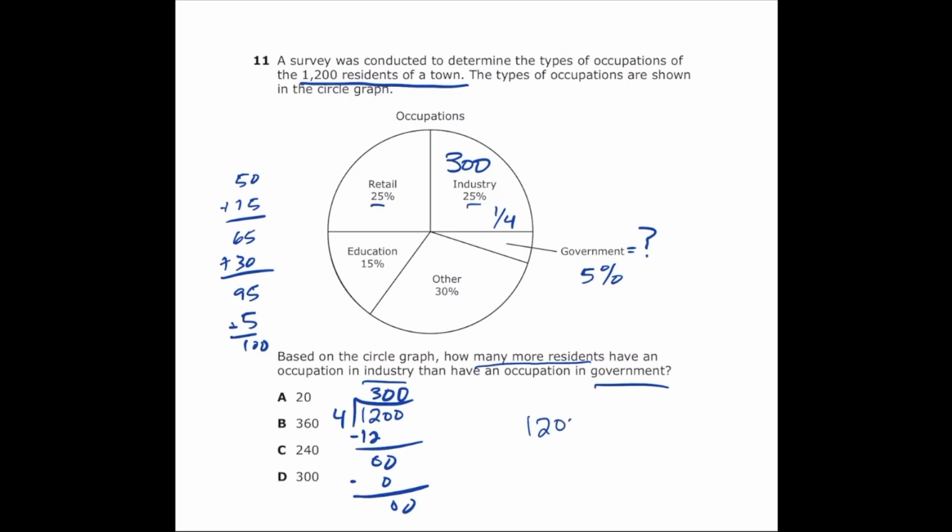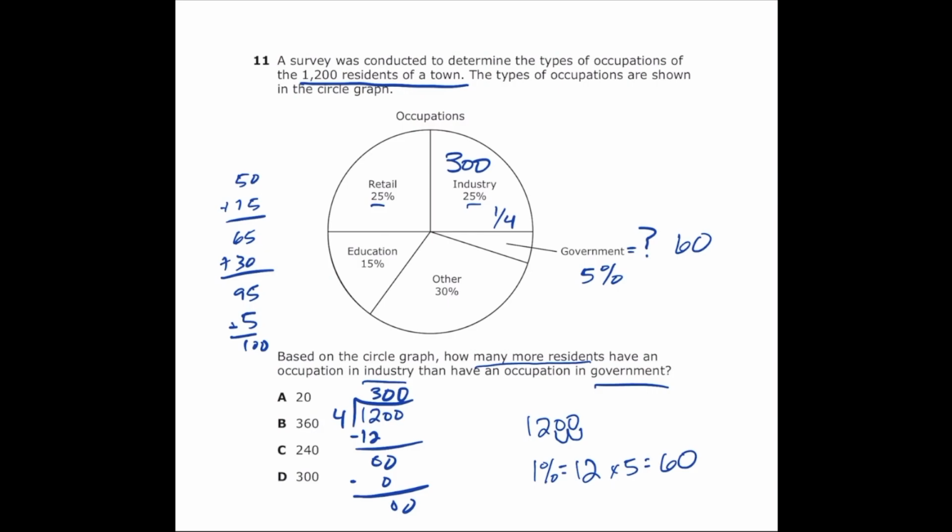Now we need to find 5% of 1,200. So I know that to find 1% of 1,200, I can just move my decimal place 2 times to the left, and that's going to be 12. And then obviously to get from 1% to 5%, we've just got to multiply that by 5. So 12 times 5 is 60. So 60 is 5% of 1,200.